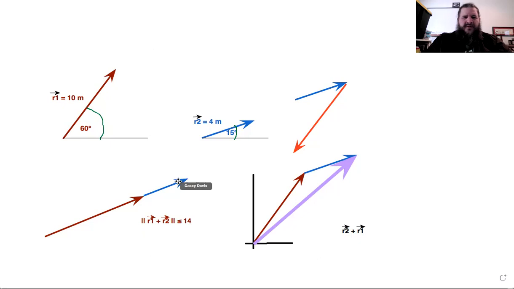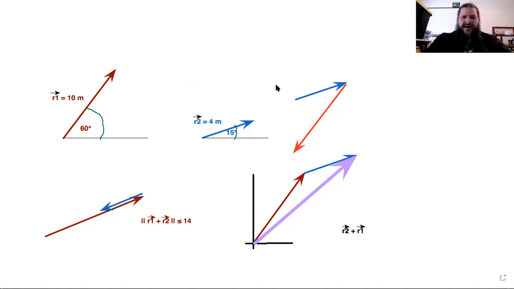What about a hypothetical minimum? How could we swivel these around to get the smallest possible magnitude, if we can make these vectors in any direction we want? Yeah, if we make them in exact opposite directions. If we're adding R1, 10 meters up and to the right, plus R2, 4 meters down and to the left.